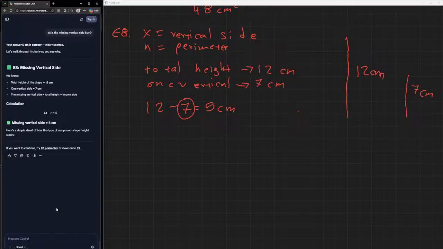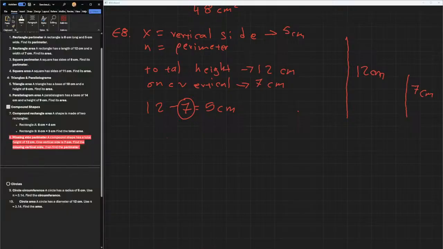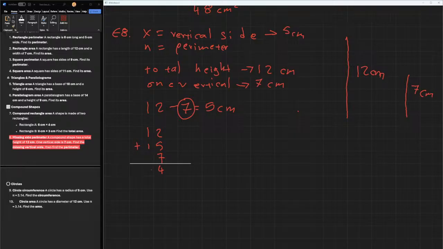So now we know one vertical side is 5 centimeter, and then we probably have to find the perimeter. Then we do 12 plus 5 plus 7. So, 24 centimeter. Then is it like this?